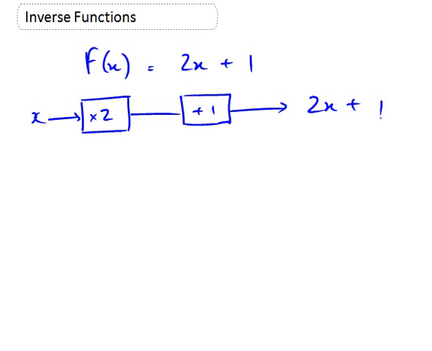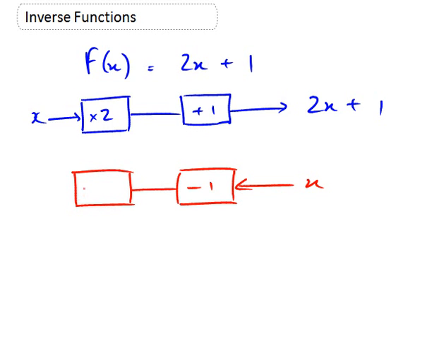Now an inverse function is to go the reverse way. So if that's done in the opposite direction, what will happen when we give it x? Well, we'll do the opposite of what we've got here, which will be to subtract 1. We then put that into here, and we would divide by 2. So that means we'd end up with x subtract 1 divided by 2. That would be the inverse function.